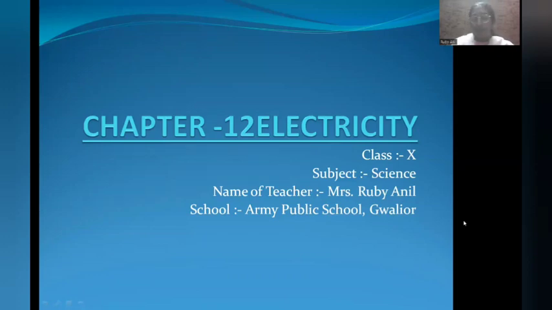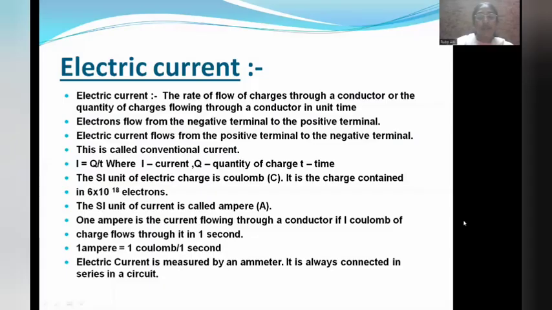Electric current is the rate of flow of charges through a conductor, or it is the amount of charge flowing through a conductor. The flow of charges is the flow of electrons, and the electrons move from the negative terminal to the positive terminal. But the direction of the current is taken from the positive terminal to the negative terminal. That is opposite to the direction of the electrons.